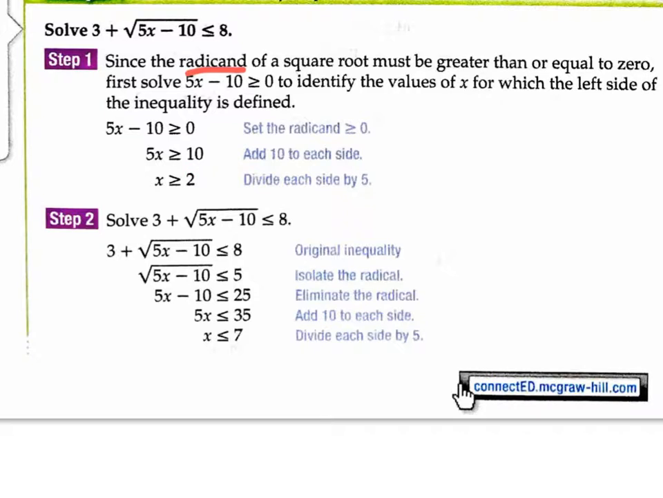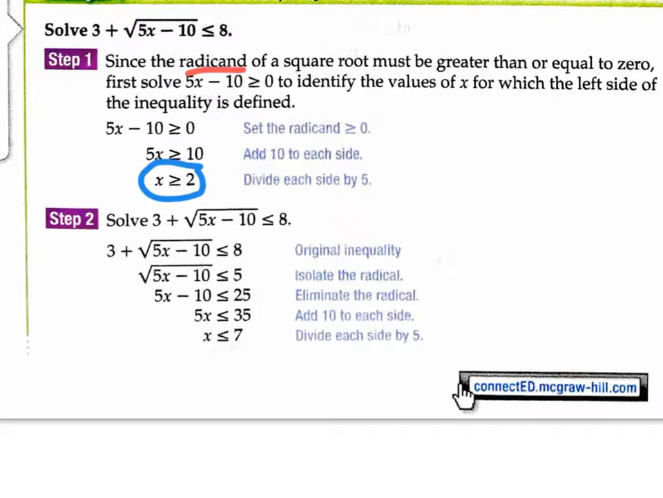Of course, if you divide by a negative, you have to flip the inequality. But anyways, in order for the inside value to not be negative, your x has to be greater than or equal to 2. So technically, this is a part of our answer. X is greater than or equal to 2. And then we move on to step 2, which is actually solving the whole thing. You actually have to solve the whole thing.